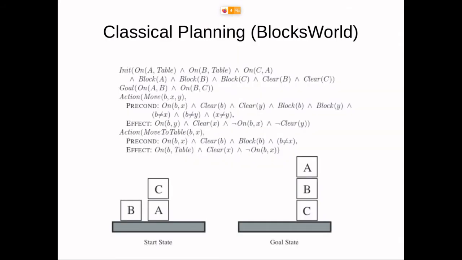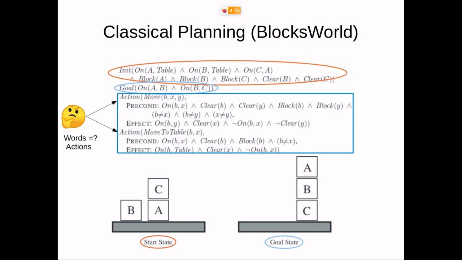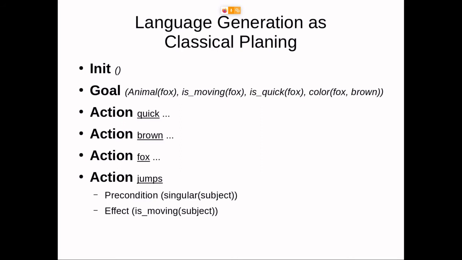Classical planning is usually framed with an initial state, a goal state, and a bunch of actions, where the planner tries to sequence the actions together. And if you think of the task of language generation, it's really trying to combine words sequentially to achieve some sort of goal. So how do we formally think about this?